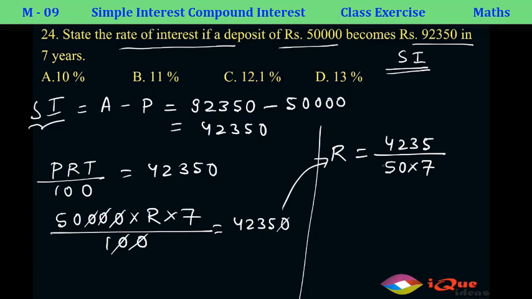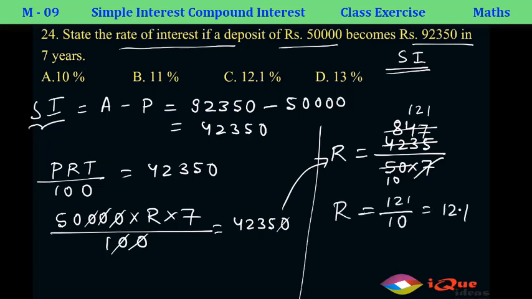Now very clearly 50 is cancelled by 5 10 times, and 4235 is also cancelled by 5. 5 8 is 40, 23 5 4 is 20, 35 is 7. So it is 847. And 7 cancels 847 very simply as 121. Alright. So R is equal to 121 upon 10, which is 12.1%. So the required rate of interest in this case is 12.1%, which is C option. So it was a simple question. You could have done it normally.